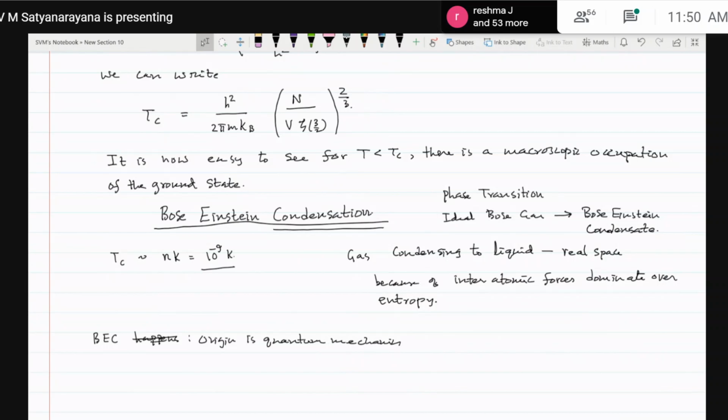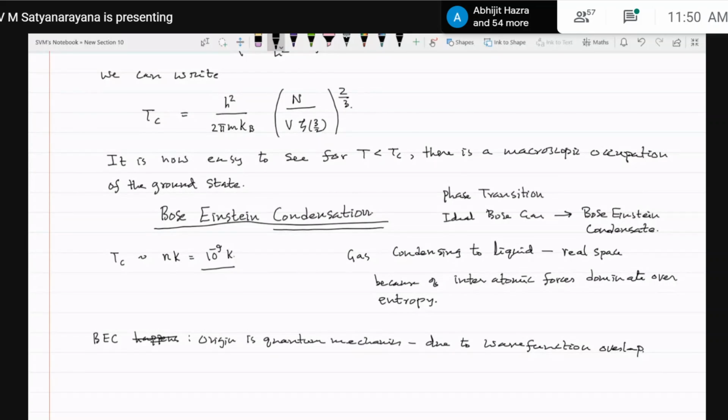Essentially, that means that due to wave function overlap, there are no interactions. Because even when this transition takes place from an ideal Bose gas to Bose-Einstein condensation, it is still an ideal gas. There are no interactions.